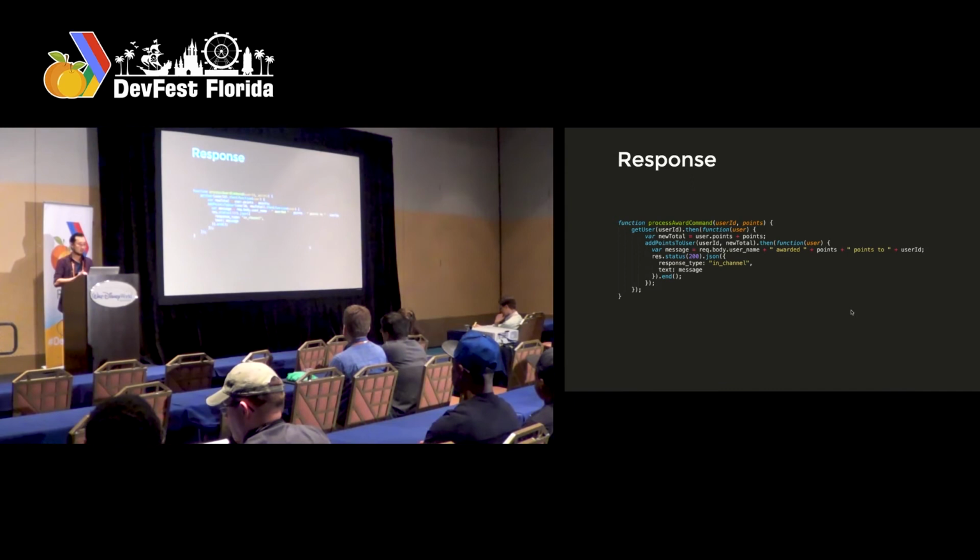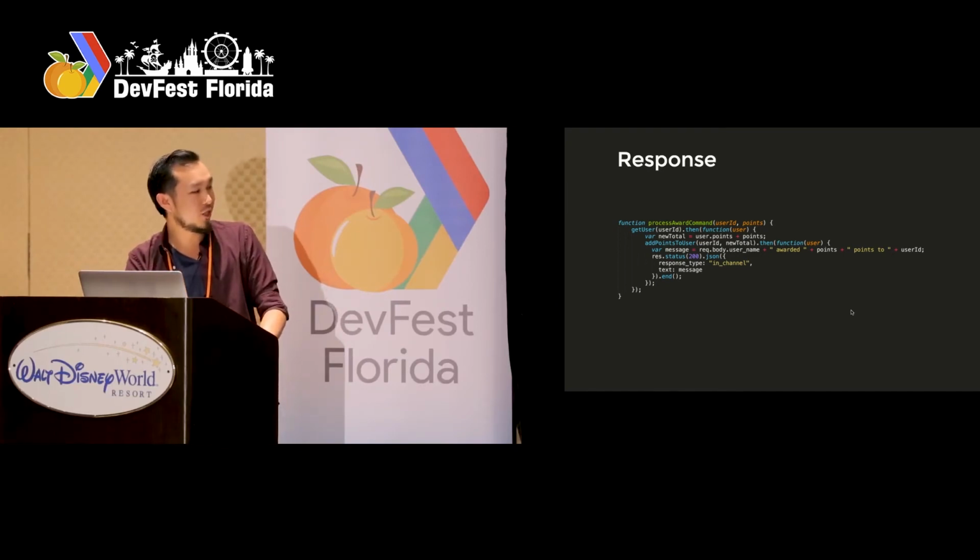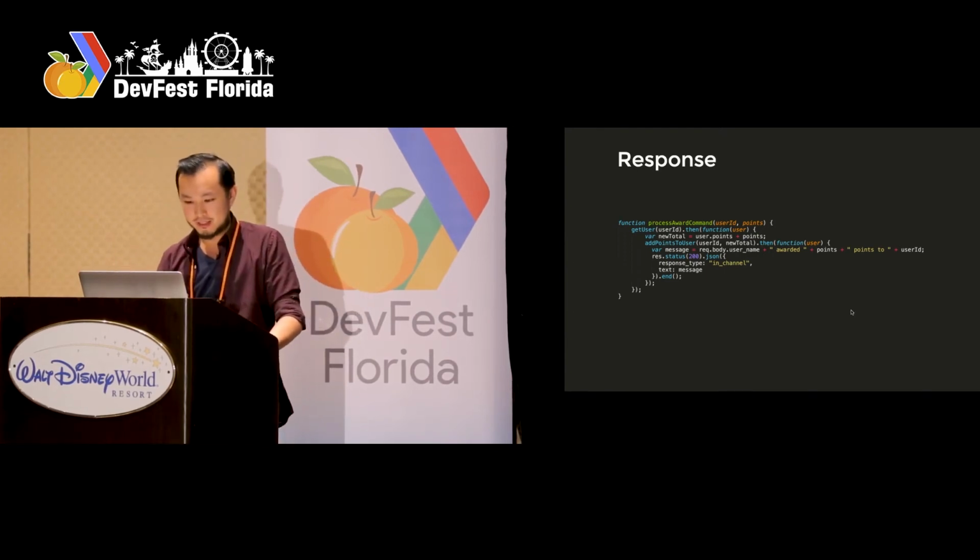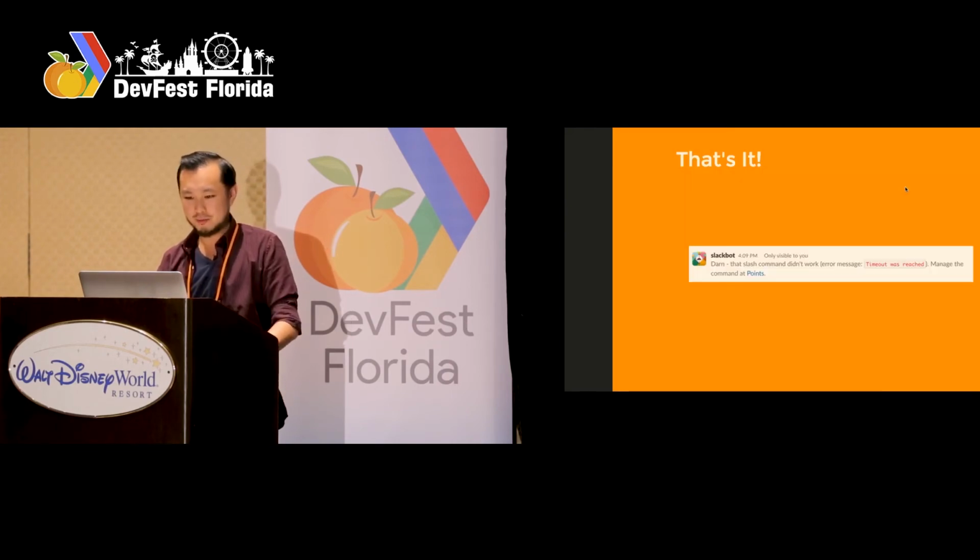Now I need to respond back to Slack, right? And this part of the details is usually unique to whatever chatting platform you're using, whether it's like Twitter or Cisco Spark or whatever. But Slack actually keeps it pretty simple. You just set the response type and the message. And my message is basically username is awarded that many points to that person. Yep. So this sends a response back to Slack. And that should be it, right?